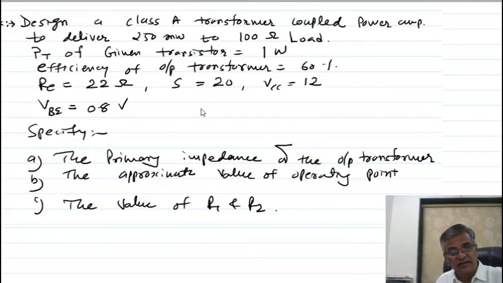Now, my planning is to give this numerical for viva questions on your Moodle platform. On the Moodle platform, I will give this numerical and you have to write the answer there. What is the primary impedance of the output transformer, what is the approximate operating point, what is the value of R1 and R2. So on the Moodle platform, I will put this numerical for your practice.